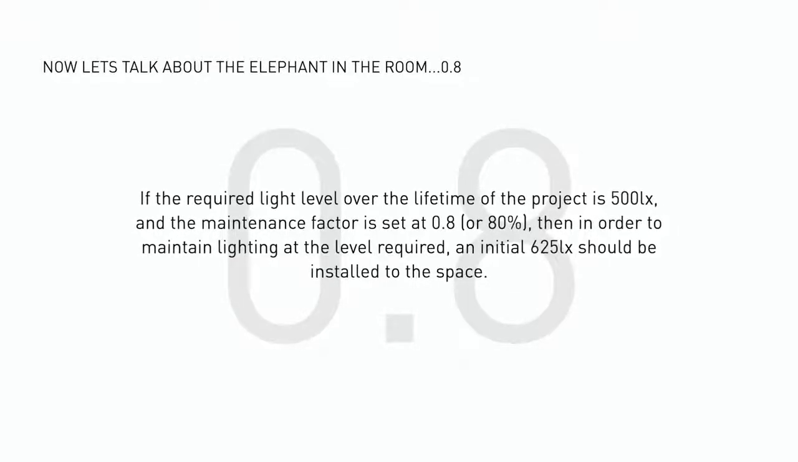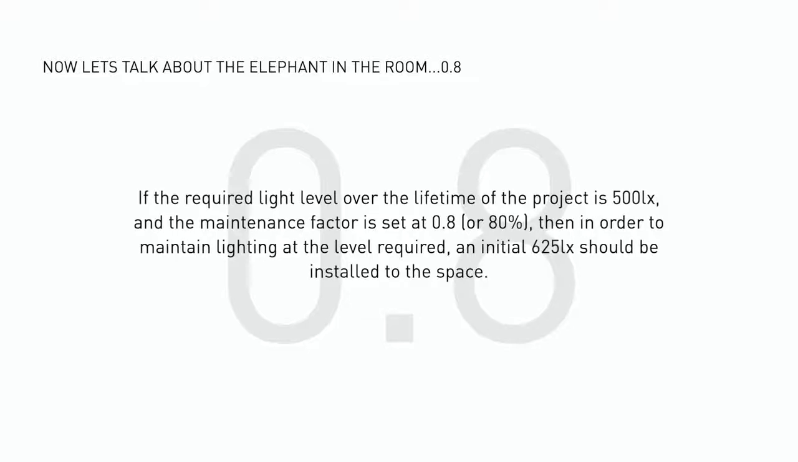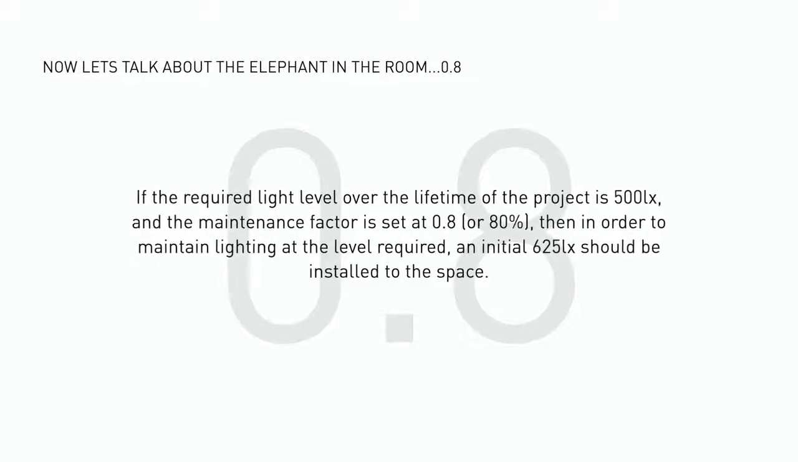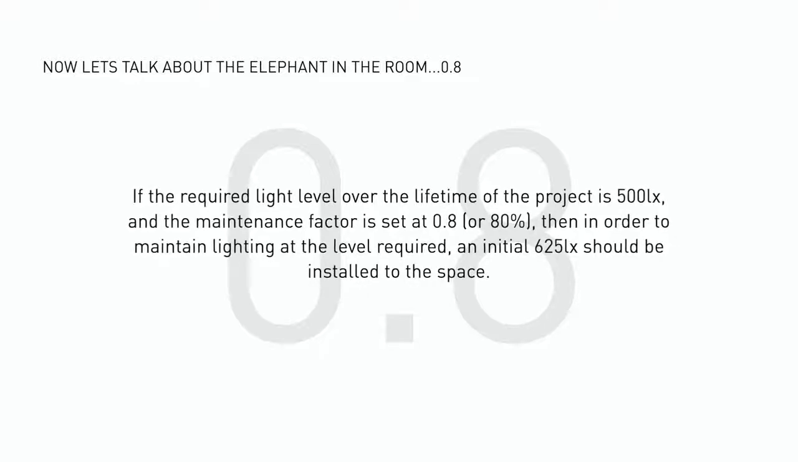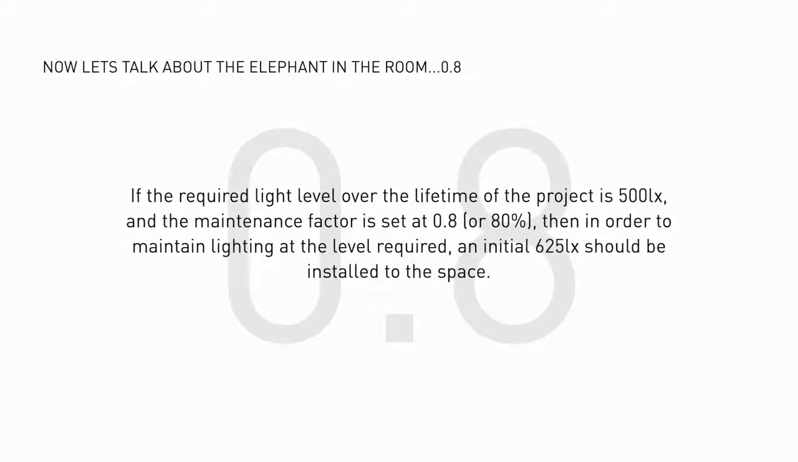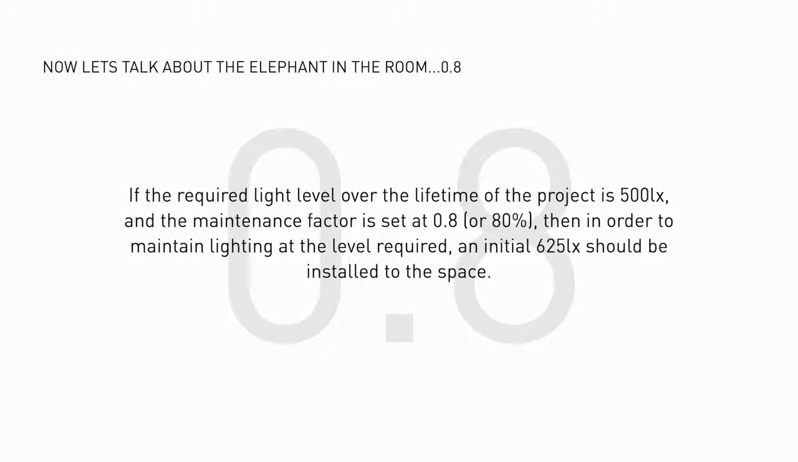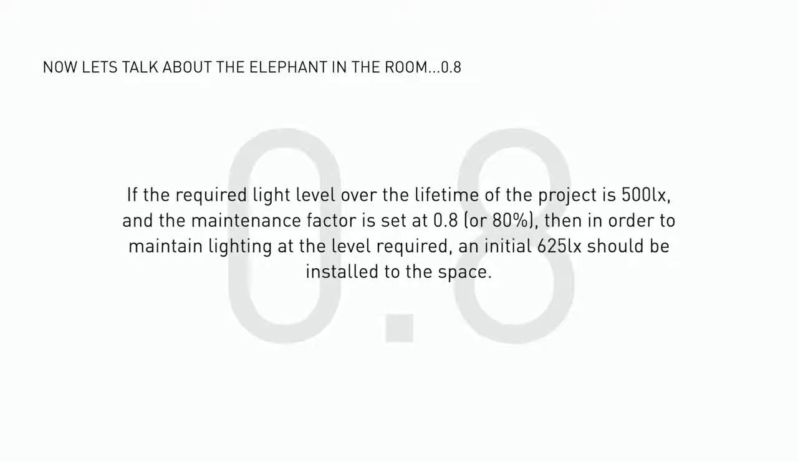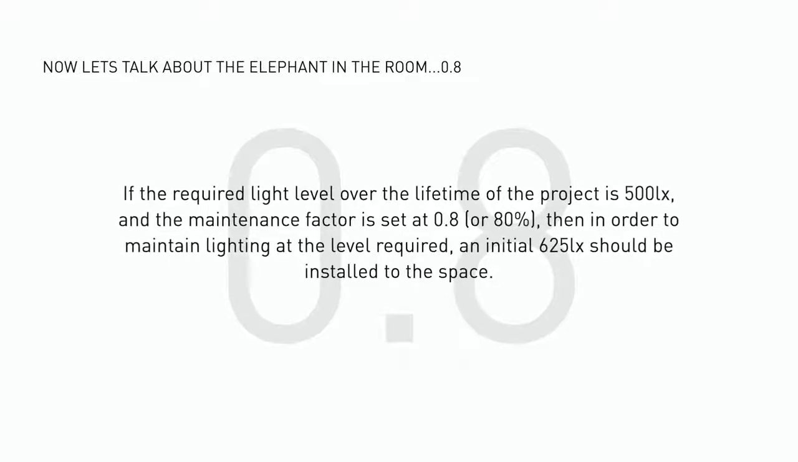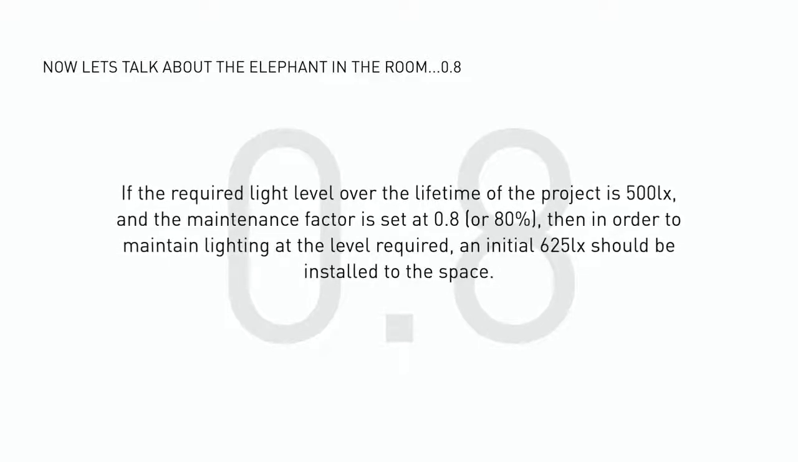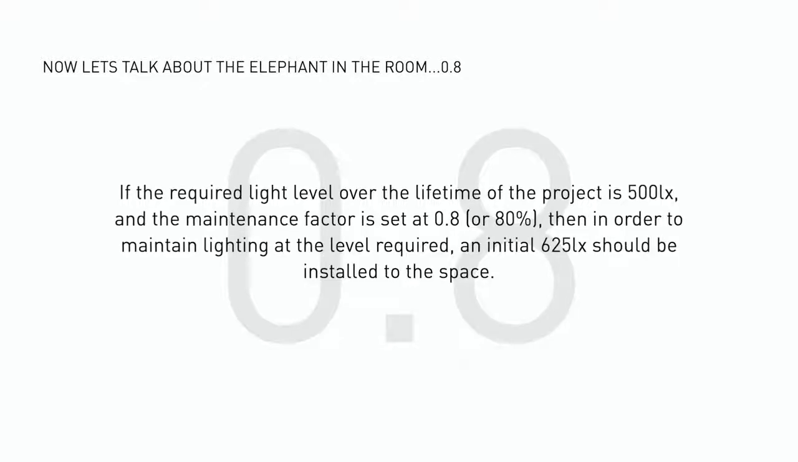There's no standards. It's down to each specific project and the type of equipment you're using within it. Now, if the required lighting level in a room for a particular project is 500 lux, if you're utilising the standard 0.8 maintenance factor, 80%, then in order to maintain that light level for the given period of the project that we spoke about earlier, you're going to need to initially light it at 625 lux for that 0.8 maintenance factor for that particular space.